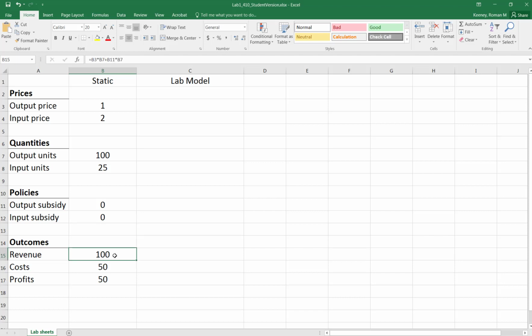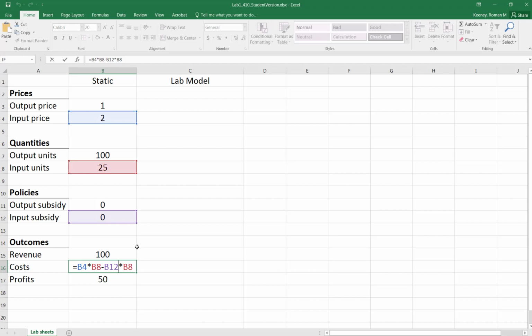So we have the revenue, which I've calculated here, and you can see the cells that go into calculating the revenue. It's B3 right here, the output price, times B7, the output units, plus B11, the output subsidy, times B7, the output units. Okay, so we got two terms. The first term here is how much do you sell this stuff for, and the second term, how much do you get in revenue from the government.